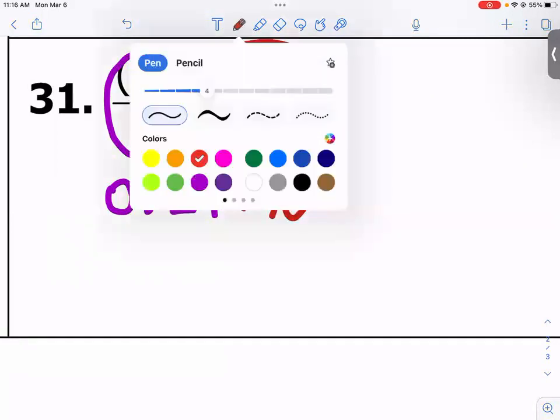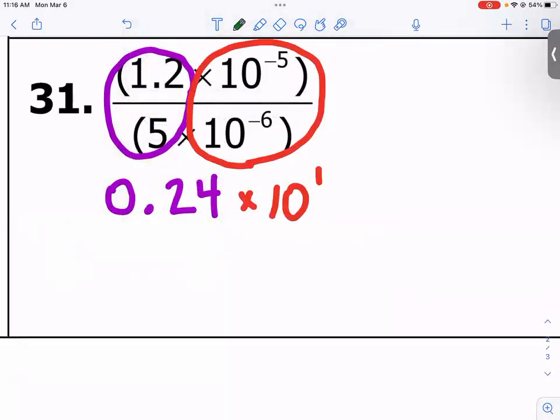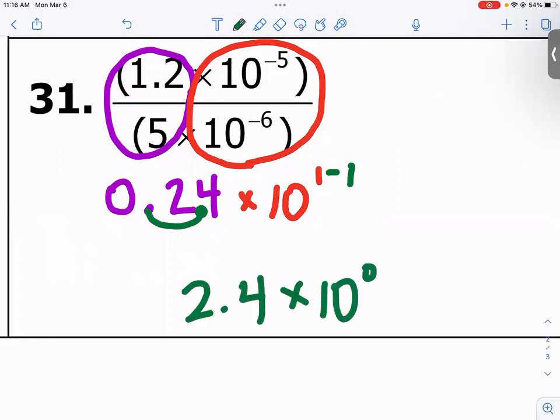Now is this a correct scientific notation? No, we need to take this guy 1 to the right, which means we're going to do what with our exponent? Add 1 or subtract 1? We're getting smaller with our number. So we have 2.4 times 10 to the 0. In scientific notation, that is what it would be. But really, it's just 2.4. All right. So it's 2.4 times 10 to the 0.